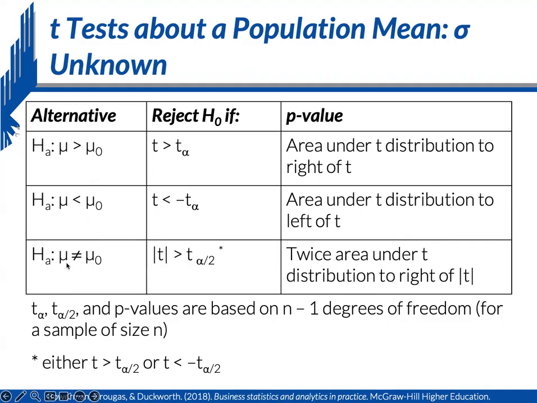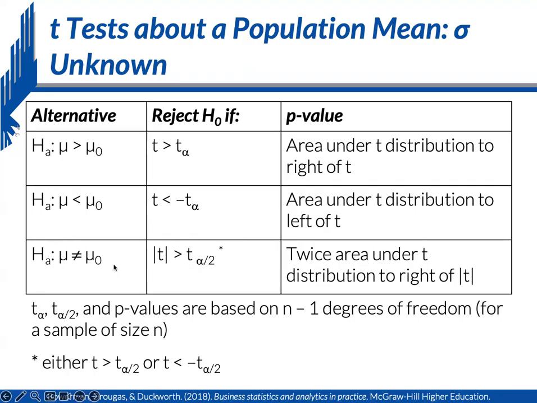Now, for two-sided not equal to alternative, the rejection rule states that if the test statistic is either less than the negative critical value or greater than the positive critical value, then we will reject the null hypothesis. So again, this is two-sided. So you have two critical values, one that is positive and one that is negative. If the test statistic is either less than the negative critical value or greater than the positive critical value, or in other words, if the test statistic is inside any of the two rejection areas, then we can reject the null hypothesis.